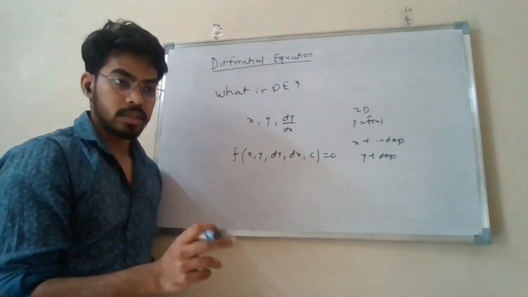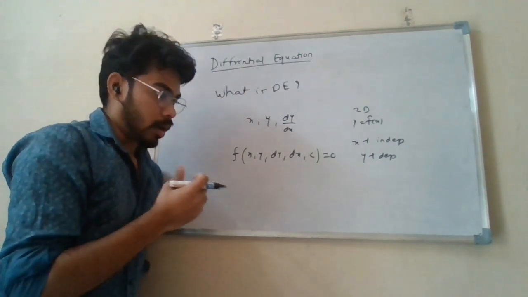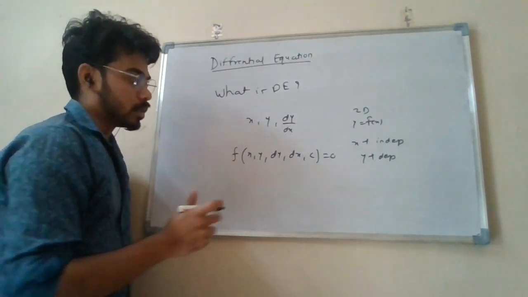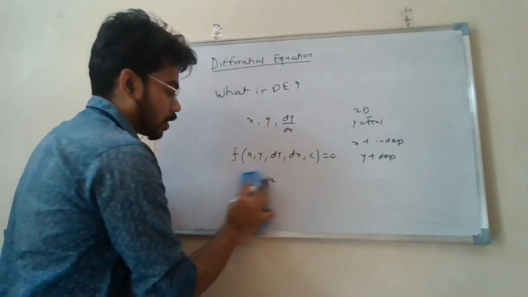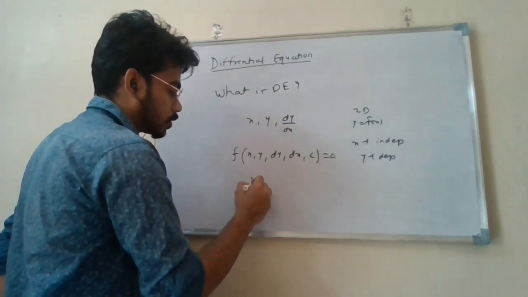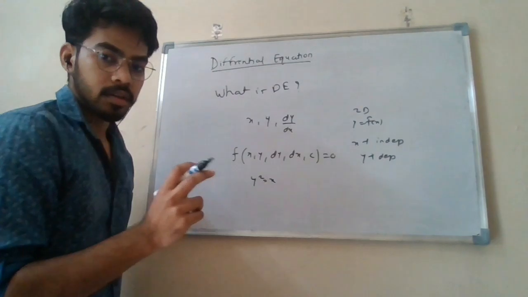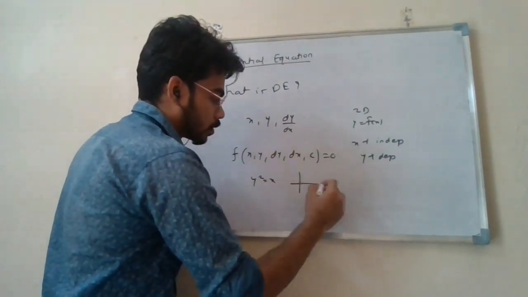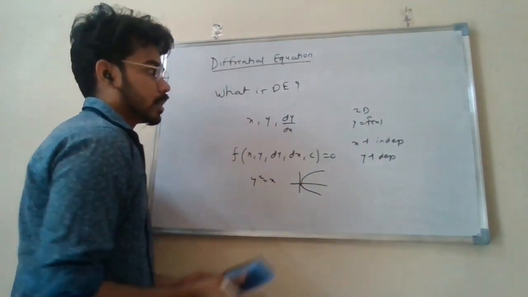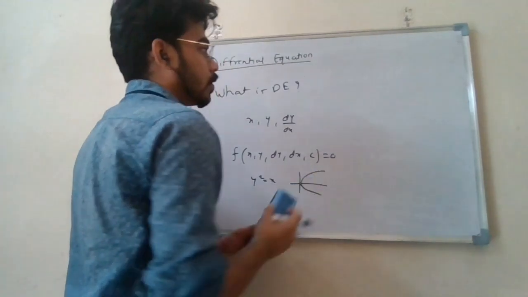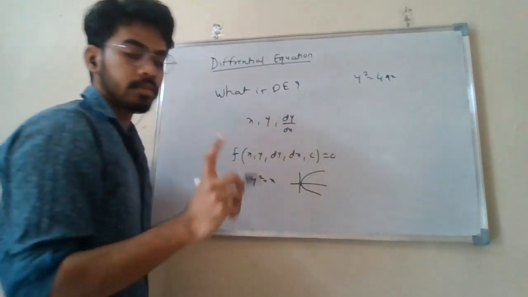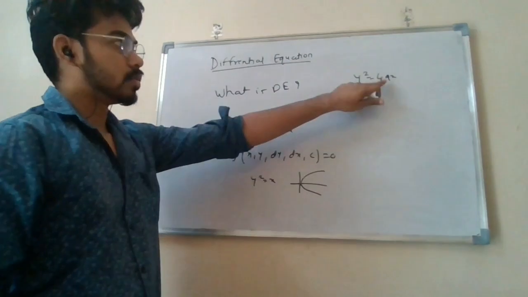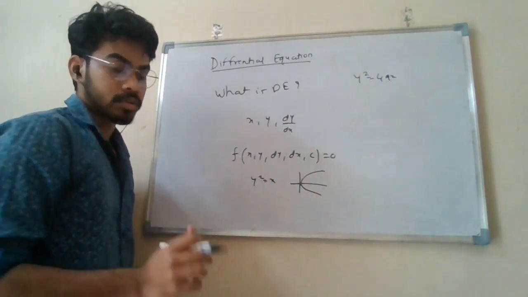See, a differential equation is formed on a family of curves. Means if I consider y square is equal to x, it represents a unique parabola, which looks like this. But when I say y square is equal to 4ax, where a is my arbitrary constant, this a is very important here. A is my arbitrary constant.